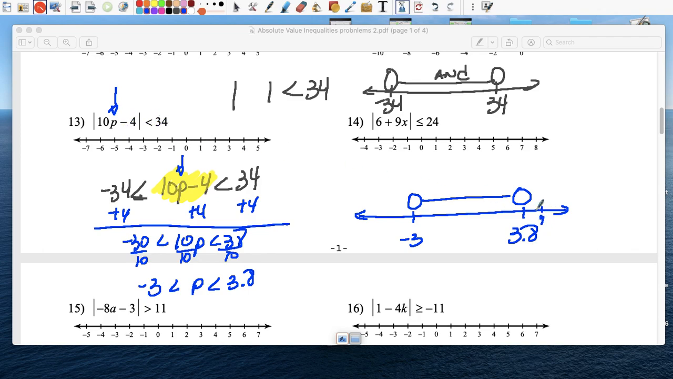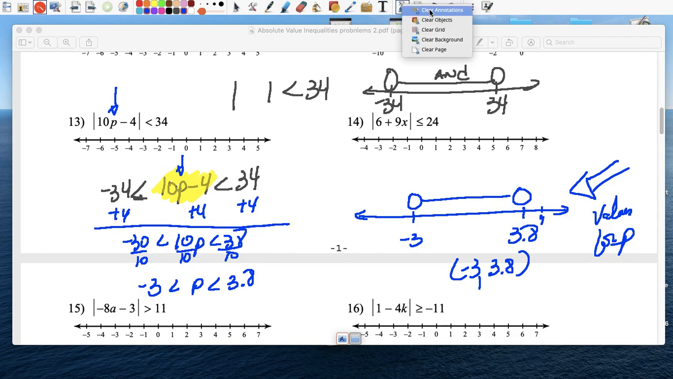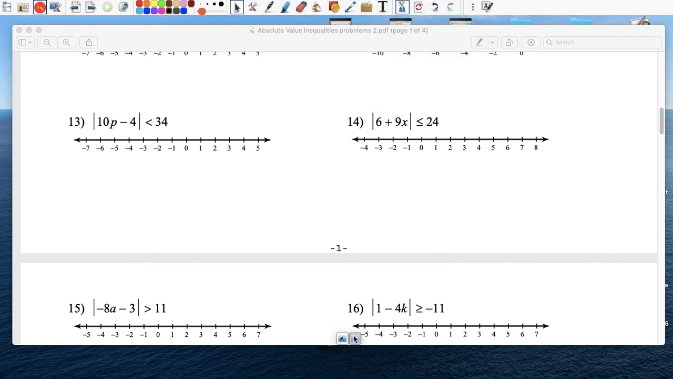So you already see that numbers to the right of 3.8 don't work. And you can do the same on the left side. So this will be -3 all the way to 3.8. This represents the values for p. Okay, that was an AND problem. Let me see if there's an OR problem.